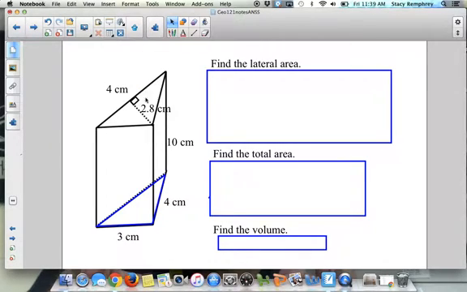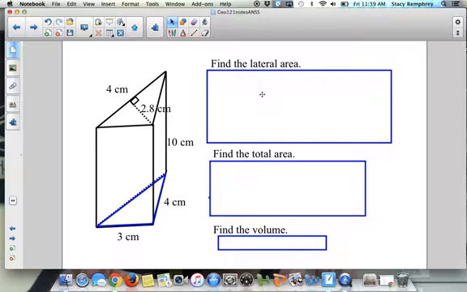In the next slide, we have a triangular prism. So what I'd like you to do is push pause, try to find the lateral area, total area, and volume. So take a few moments. You can draw it out. You can draw the separate pieces if that helps, or if you want to use formulas, use what works for you.